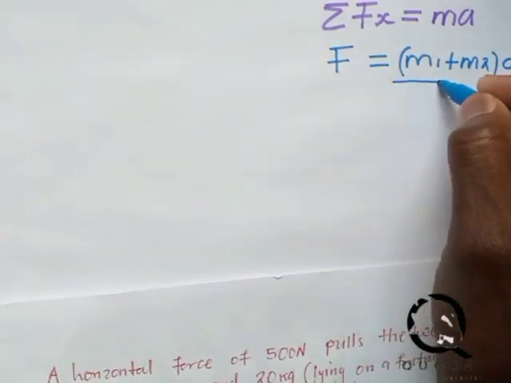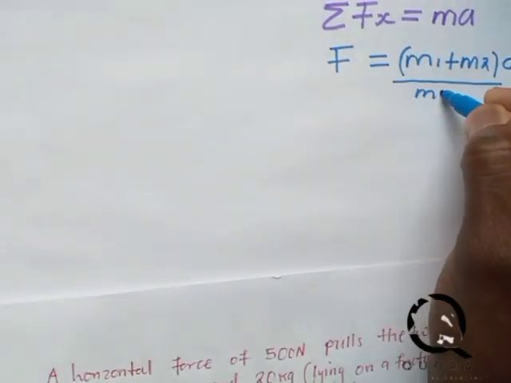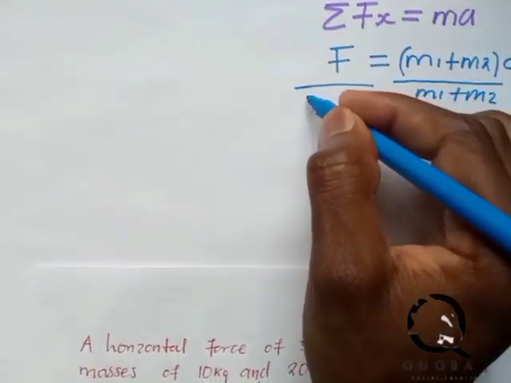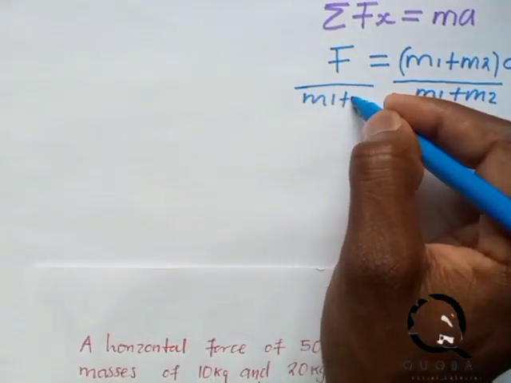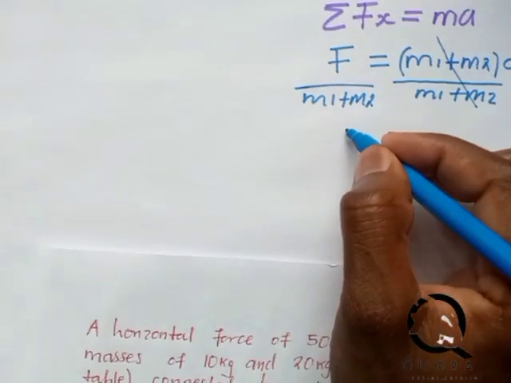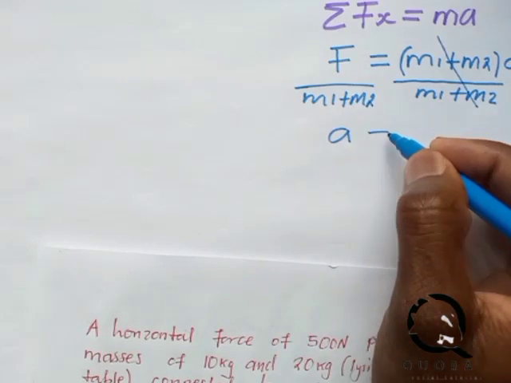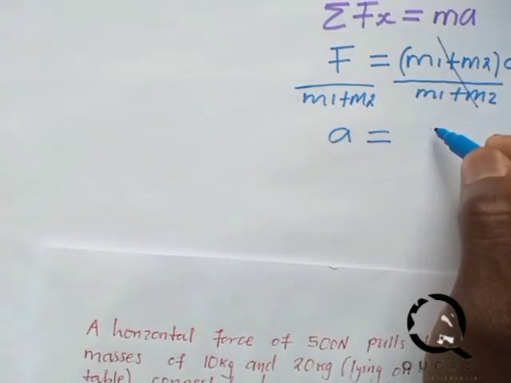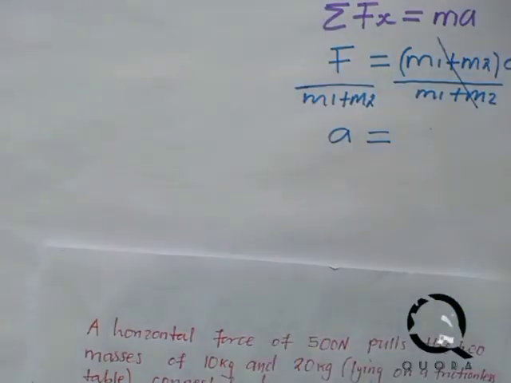Then you divide throughout by M1 plus M2, leaving acceleration remaining. So acceleration is equal to force over M1 plus M2.